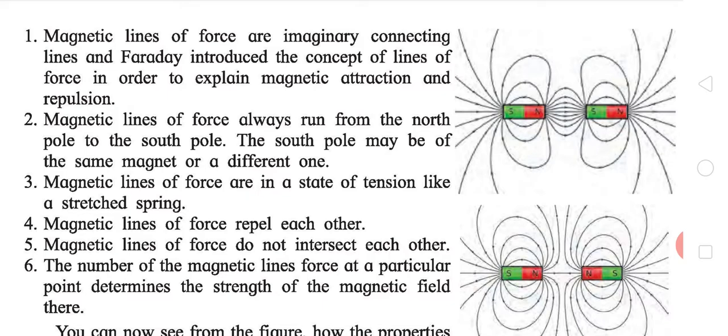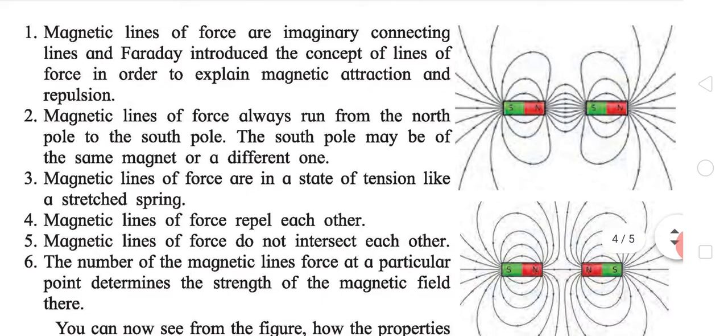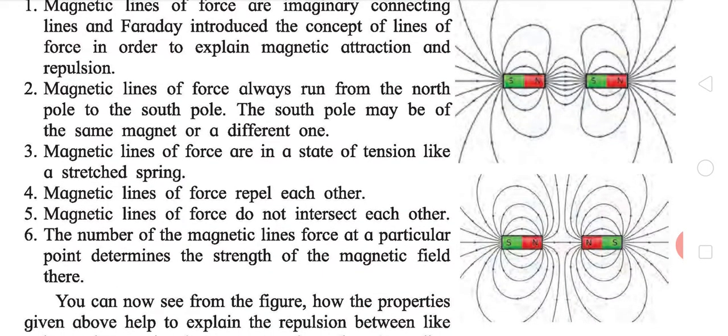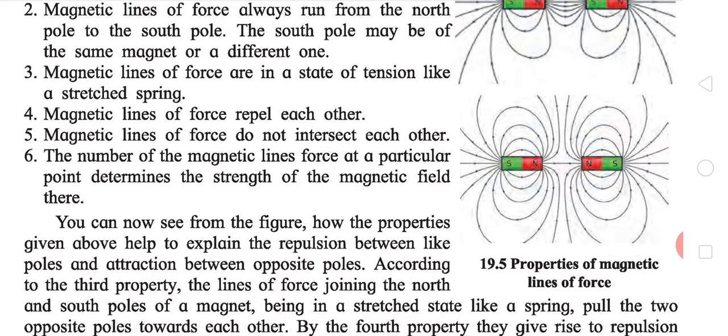Two, magnetic lines of force always run from the North Pole to the South Pole. The South Pole may be of the same magnet or a different one. Three, magnetic lines of force are in a state of tension like a stretched spring. Four, magnetic lines of force repel each other. Five, magnetic lines of force do not intersect each other. Six, the number of magnetic lines of force at a particular point determines the strength of the magnetic field there.